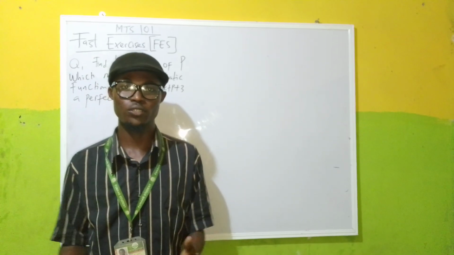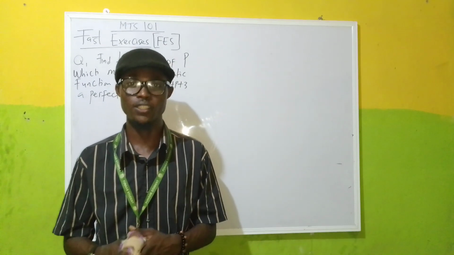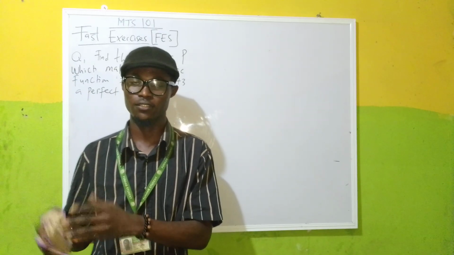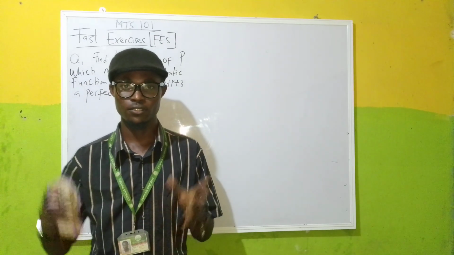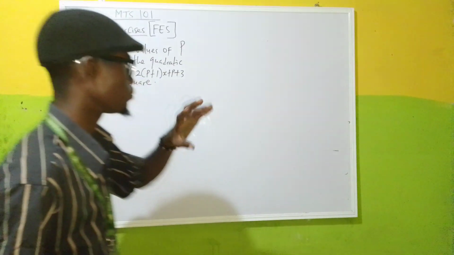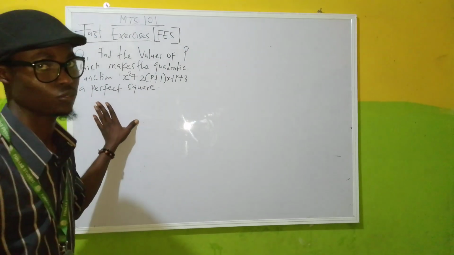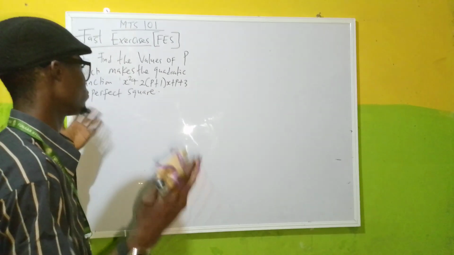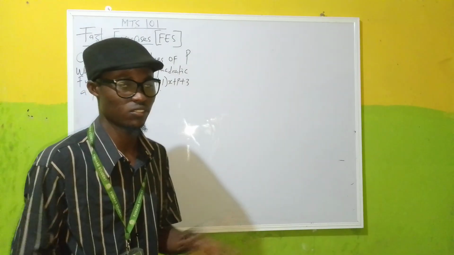Alright, today we are going to be doing a very fast exercises, which I call, in abbreviation, FES. So today we are doing FES, that is fast exercises. We'll just be looking at two questions, but before the next one we are going to be considering this one. Understand? These are some of your probably random OBJ questions.